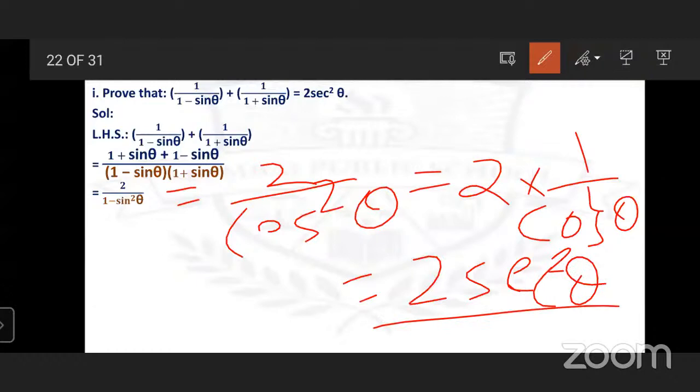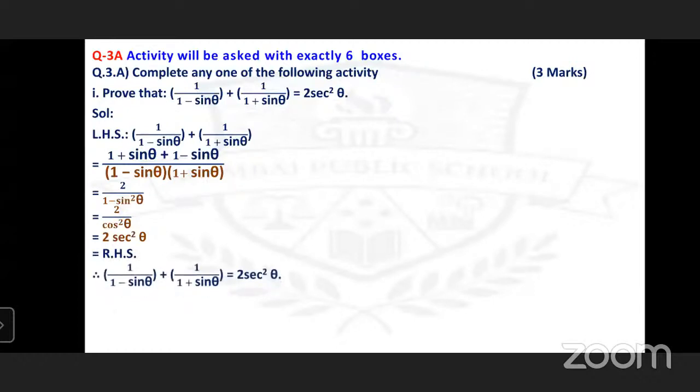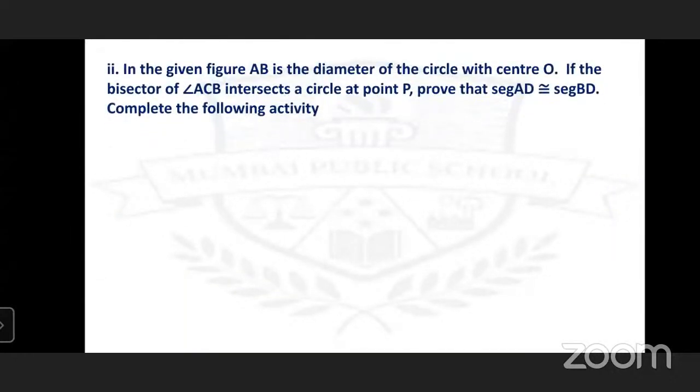So that is equal to right hand side. Equal to 2 upon cos square theta, and 2 upon cos square theta is equal to 2 sec square theta. That is equal to RHS. So our first activity is finished. Therefore we write 1 upon 1 minus sin theta plus 1 upon 1 plus sin theta is equal to 2 sec square theta. Now next activity, second activity.